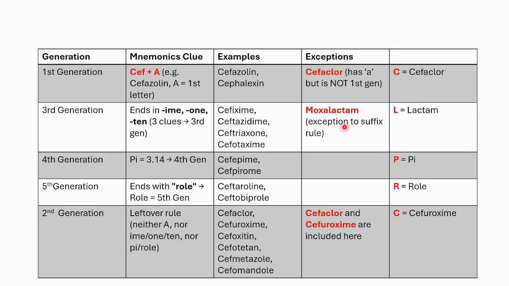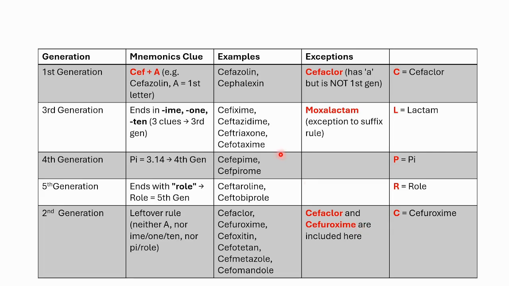Cefaclor and cefuroxime are second generation. Rest all the CEF which start with A fall in first generation. Talking about third generation, the ones that end with IME, ONE or TEN fall in third generation. So here you can see IME, IME, ONE, IME. And just remember this, you can be very confused because cefuroxime also has the suffix IME, right? So be very careful because you might think this is third generation, but no, it's second generation. Because remember, bold letter C stands for cefaclor and cefuroxime, which are both second generation cephalosporin.